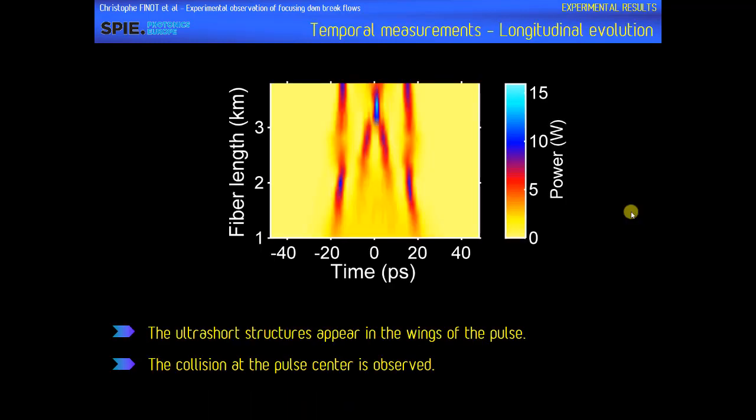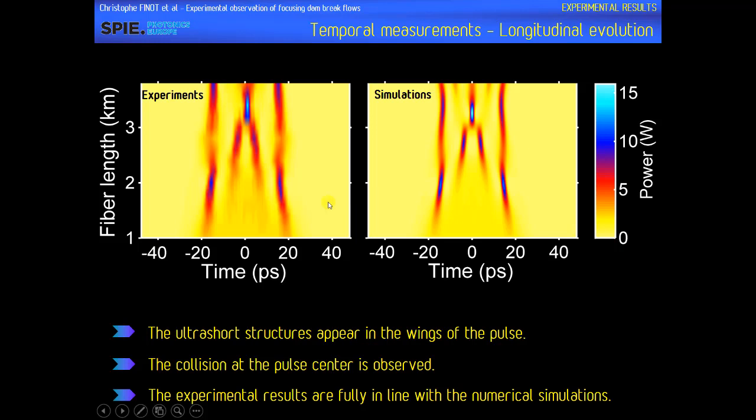So, more precisely, here is the longitudinal evolution of the temporal intensity profile. And we clearly see that we have ultra-short structures that appear in the wings of the pulse, and that those structures collide at the center of the pulse. If we compare those experimental results to the numerical prediction, we can see that we have an excellent agreement. The results that we see are fully in line with the numerics.